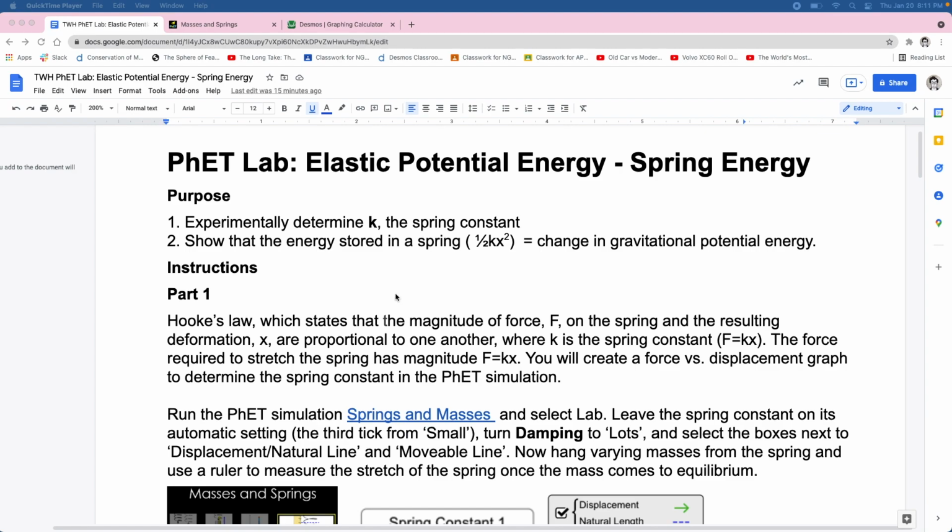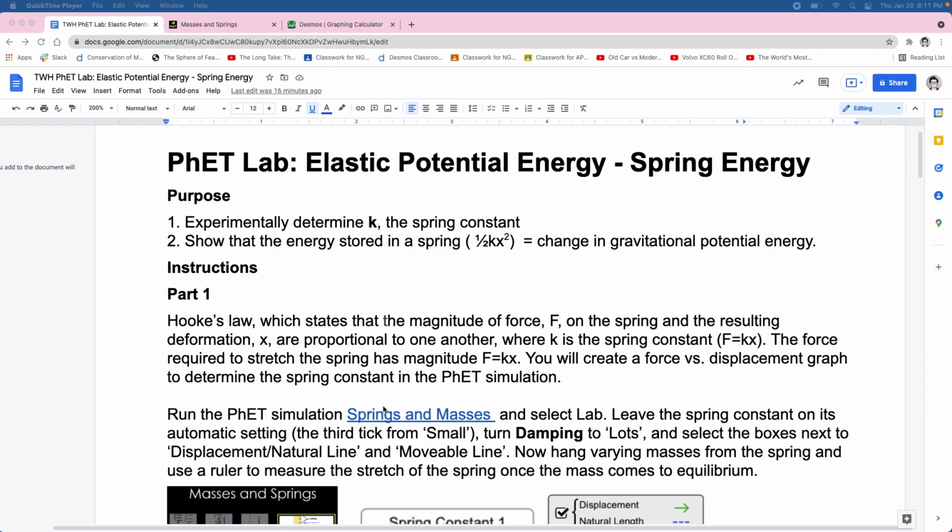So Hooke's law states that the magnitude of the force F on the spring and the resulting deformation, or the displacement x, are proportional to one another, where k is this thing called the spring constant. We talked about this a little bit in class. The spring constant is a measure of how much force is required to displace the spring a given amount. The force required to stretch the spring has a magnitude F equals kx, and we are going to create a force versus displacement graph to determine what the spring constant is in the PhET simulation.